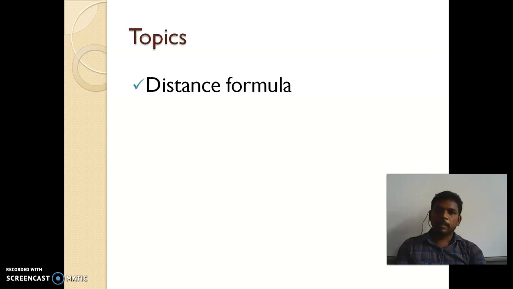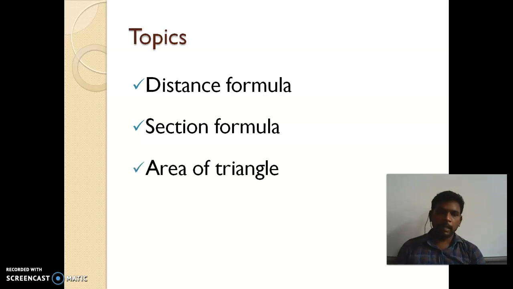They are distance formula, section formula, and area of the triangle. These are the three main sections of your chapter, so it contains only three sections. The problems related to the distance formula are the first one. Distance means, in the coordinate plane you can find the distance between two points. That formula is available to find the distance between any two points in the coordinate plane. So let us see one by one.